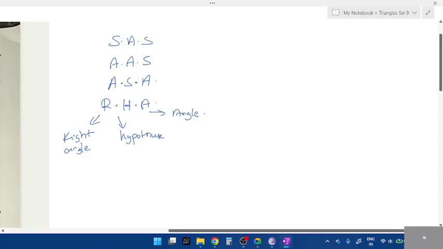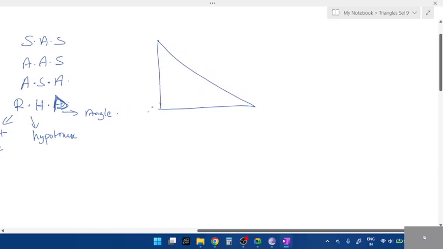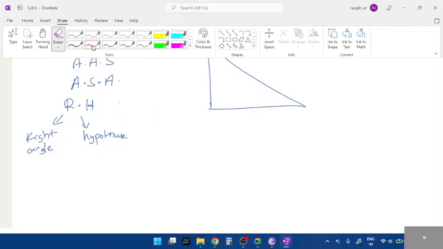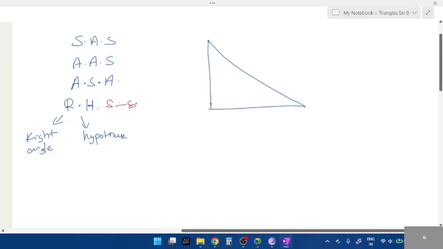Okay, what is RHS, students? RHS is nothing but R stands for right angle. What do you mean by right angle? A right angle triangle has what angle, students? 90 degrees. RHS, S stands for side. So which means it's a right angle triangle. Okay, see, this is a right angle triangle and I'll mark this as 90 degrees.